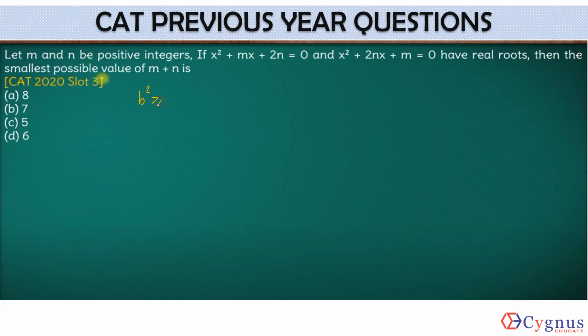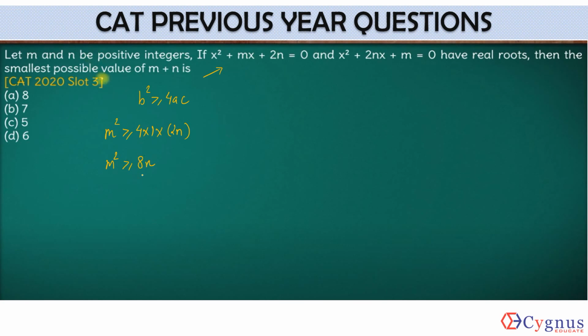b square has to be greater than or equal to 4ac. So let's apply it here. What do we get here? b means m square has to be greater than or equal to 4 into 1 into c. What's the value of c here? It's 2n. So effectively, m square is greater than or equal to 8n.